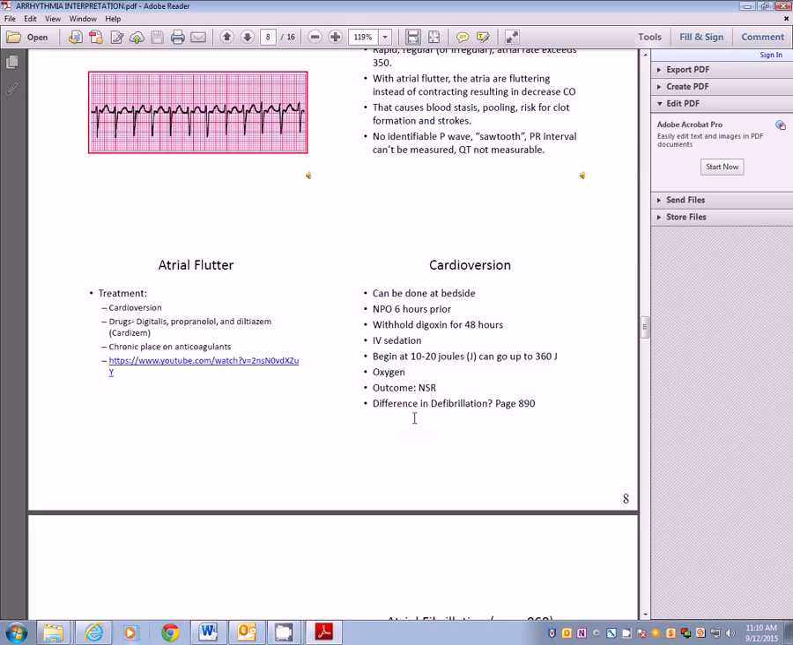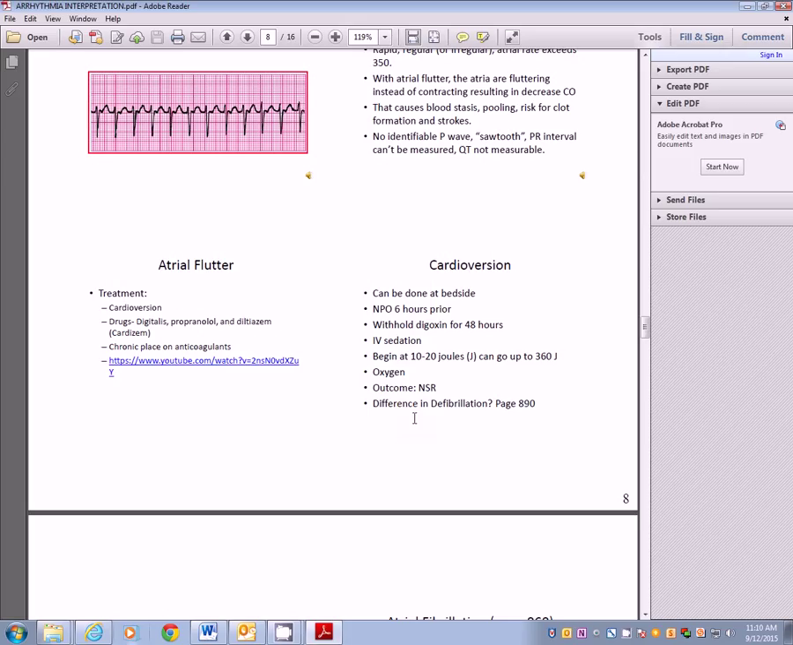Whichever type of pad is used, it must have a conducting medium to prevent burning the patient's skin, and even then I have seen people with burning skin. It shows you a picture of defibrillation paddles on page 890, and then safety criteria when using a defibrillator.